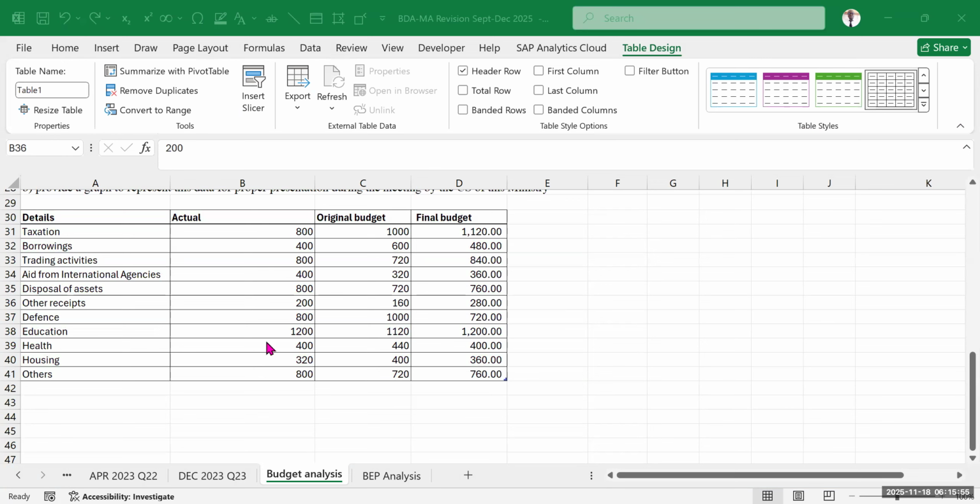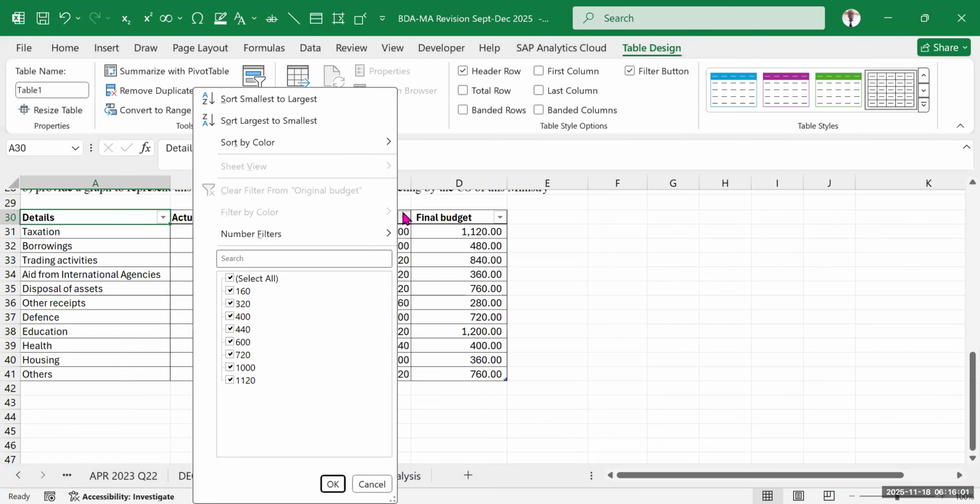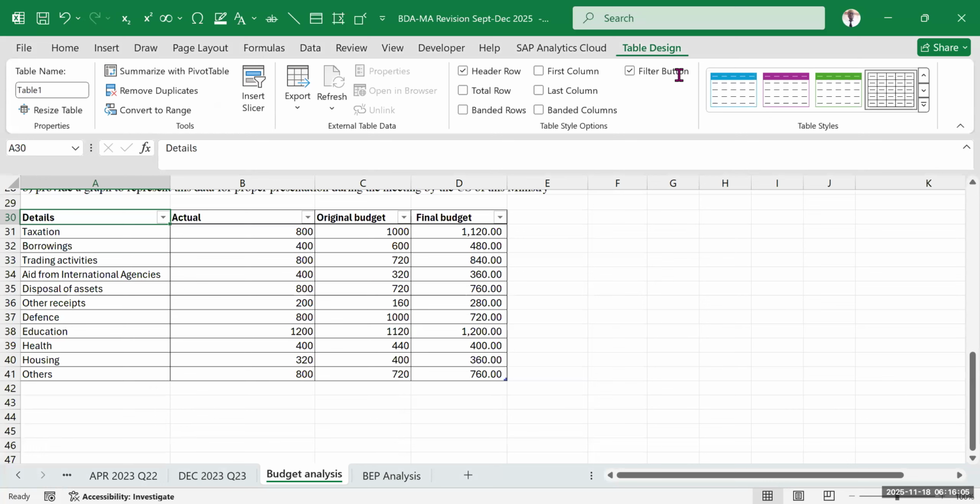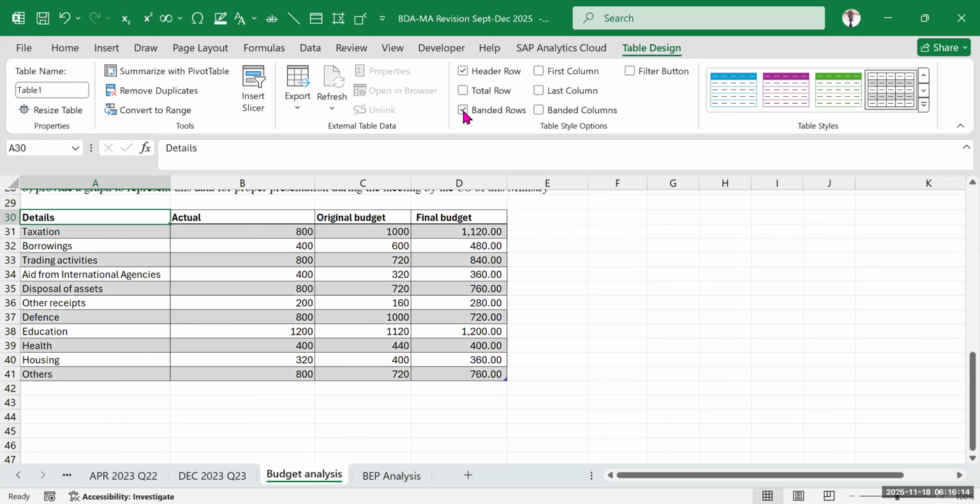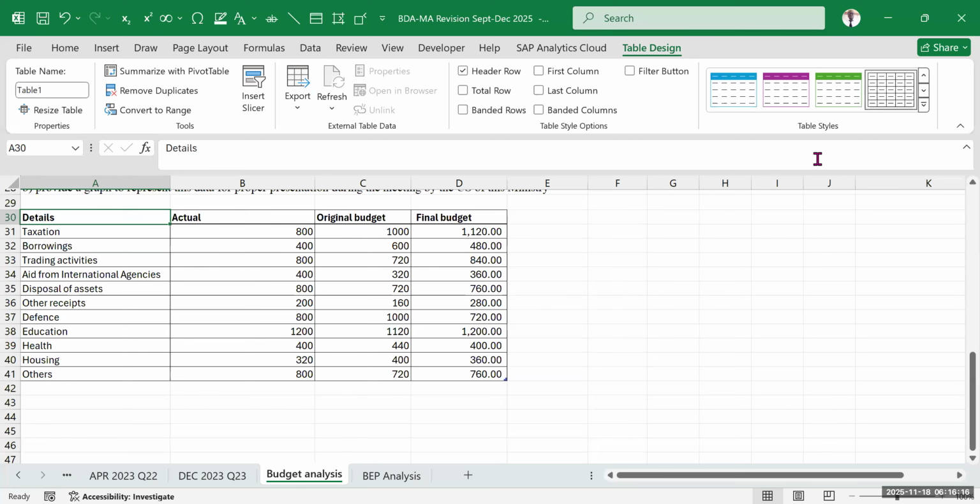Somebody's asking, how did you remove the drop downs? I removed the filter button. You see this? If I click on it, do you see the filters are there? So what I just did is go to the table design and remove the filters. So click on that to uncheck. To uncheck, banded rows was there. If I uncheck it, they disappear.